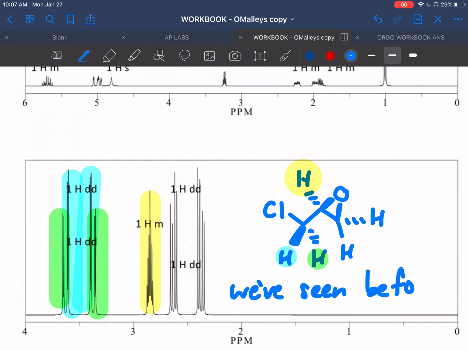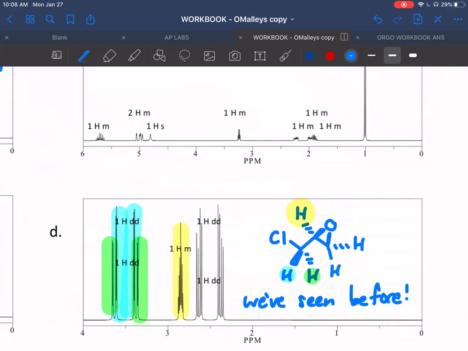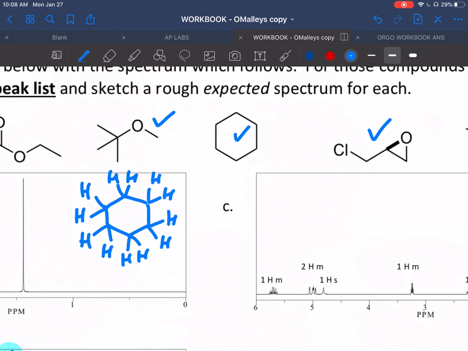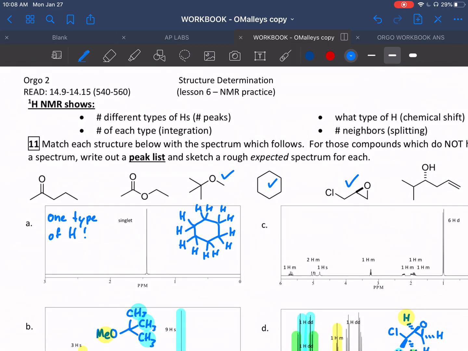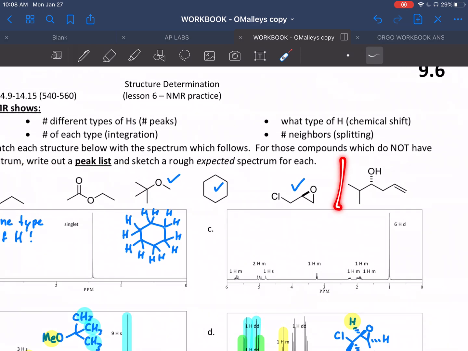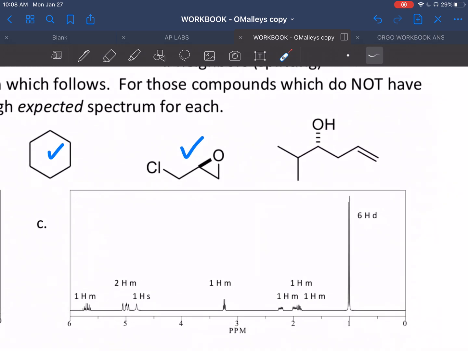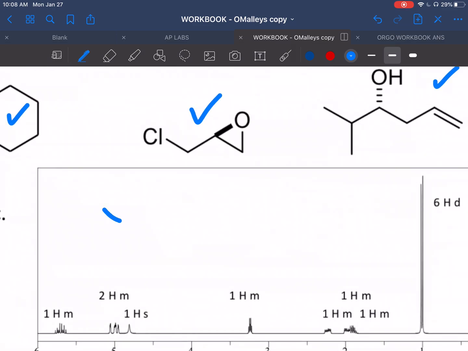I would not expect at this level of the class to be able to predict that, even though we've seen that exact one before. And then if you look at the remaining choices, we've got a ketone and an ester, and then we have a much larger molecule with an asymmetric carbon and an alkene and lots of different types of hydrogens. That must be spectrum C, simply because it's so complicated.